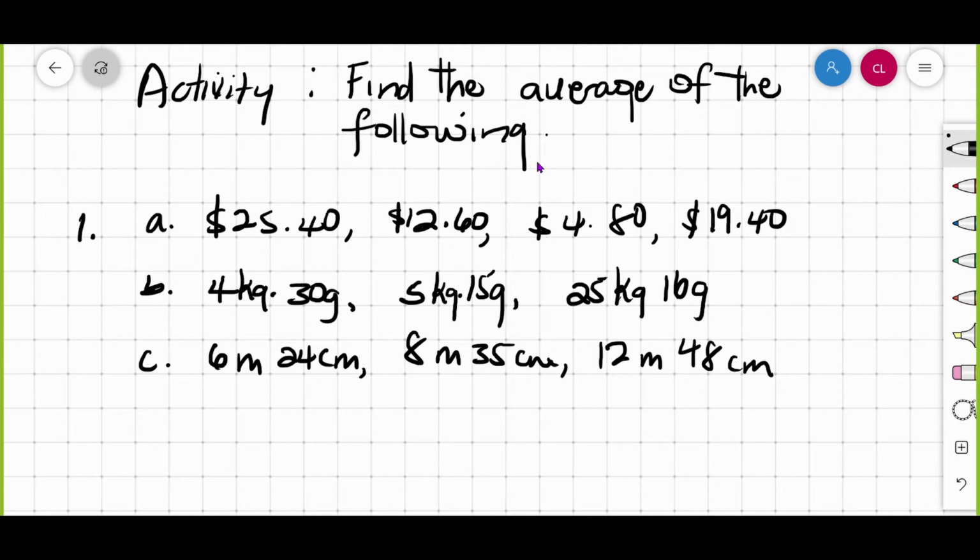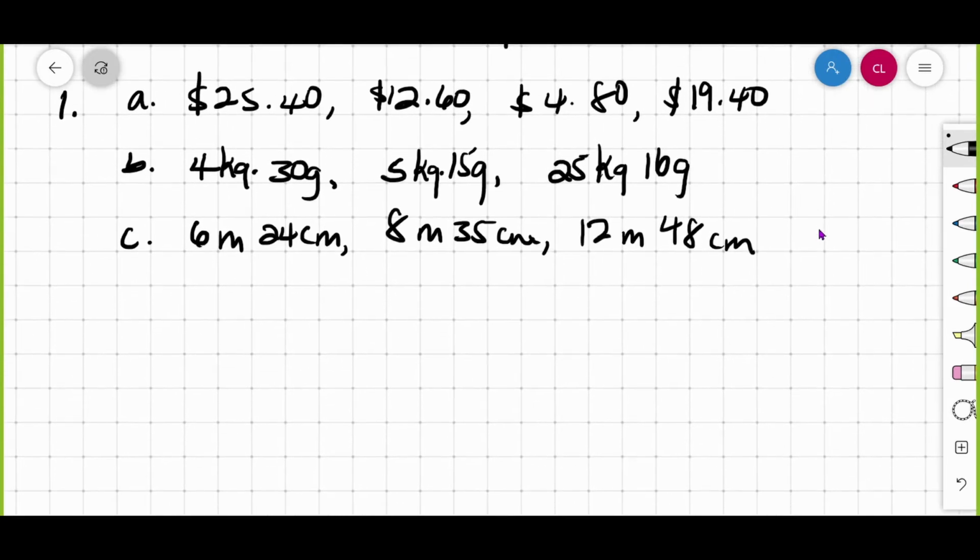Find the average of the following. Number 1: 25.40, 12.60, 4.80, 19.40. Now, since this is dollars, we won't call them like that. This will be $25 and 40 cents, $12.60, $4.80, and $19.40. So what do we need to do first? If we're finding the average, what's the first thing we need to do? We're going to be adding all of these together.